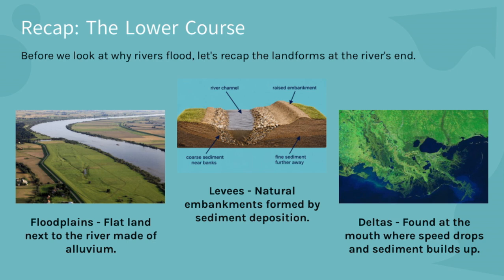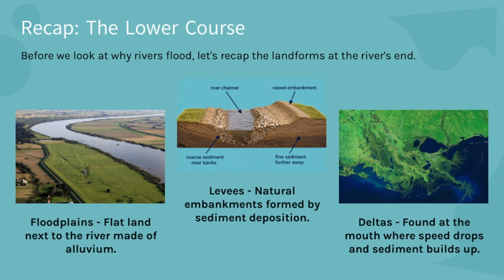The lower course is the section near the end of a river's journey, close to where it reaches the sea or a lake. By this point, the river is usually wider, deeper, and carrying a large amount of water and sediment. There are 3 important landforms to remember. The first is the floodplain. A floodplain is the flat land on either side of a river.